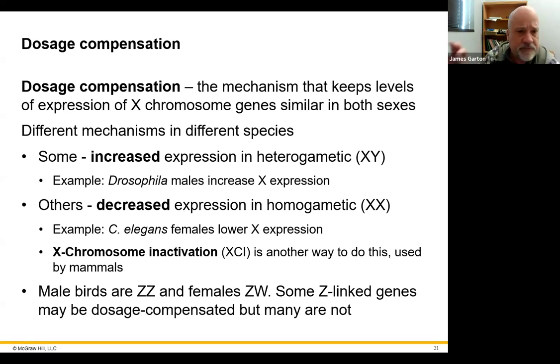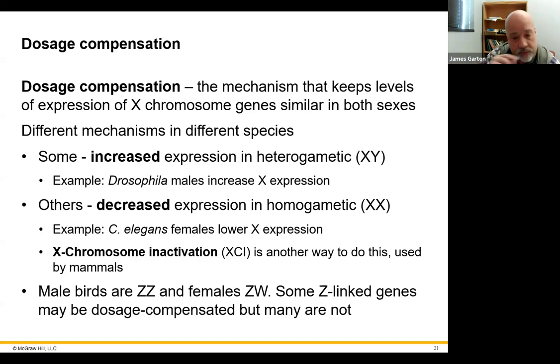And so here is the concept of dosage compensation. You have to do something to overexpress the genes in the heterogametic gender. So you overexpress genes on the X chromosome. That happens in fruit flies. Or you might underexpress genes on one of the X chromosomes. And that's what happens in the roundworm C. elegans.